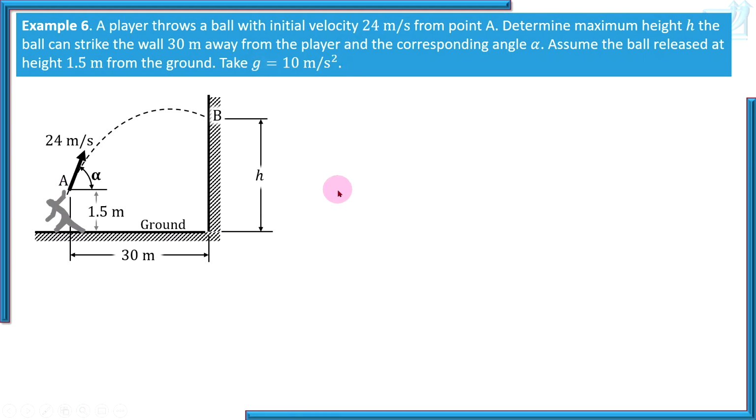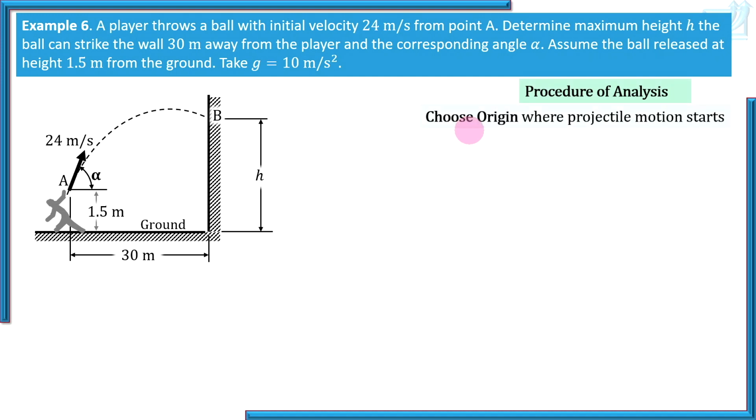Take g as 10 meters per second squared. So we are going to use the value of g as 10, not 9.8, because it's a special instruction given in the problem, so we should follow it. Procedure of analysis we are following: choose origin where motion starts. So point A is origin.